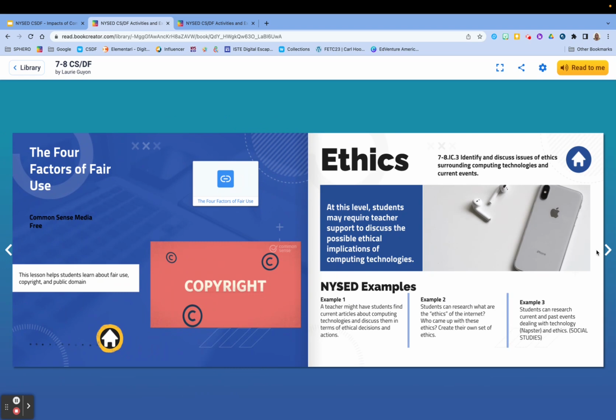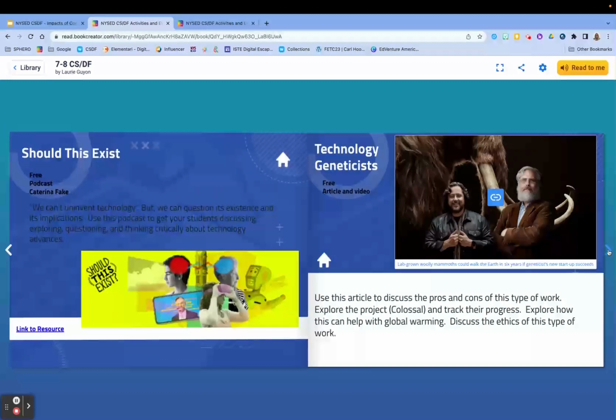Now we're going to shift over into ethics. For ethics, the first standard here is identify and discuss issues of ethics surrounding computing technologies and current events. Here is a great opportunity for you to take a look at what's happening in society. So it could be talking about ChatGPT or different artificial intelligence type of activities. Back in the 90s, Napster was a big one that we talked about. You can talk about the use of technology like Spotify versus Apple Music and streaming services and that sort of thing.